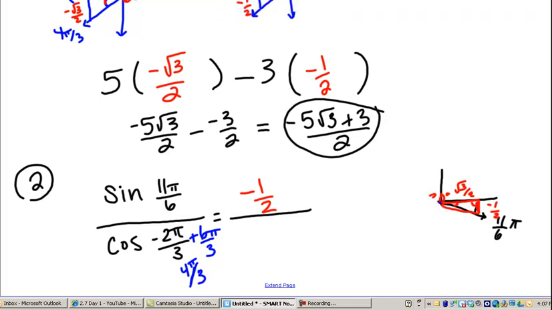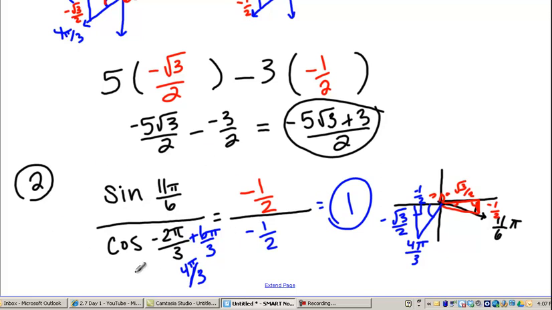Look at your unit circle. Oh, I didn't mean to erase so much. Look at your unit circle. Okay. This is 4 pi over 3. Your reference angle is 60 degrees. So your y value is negative square root of 3 over 2. X value is negative 1/2. The only one that matters is the x. So we put that in place of cosine of negative 2 pi over 3. So our answer is 1. Did you know that right there was equal to 1?